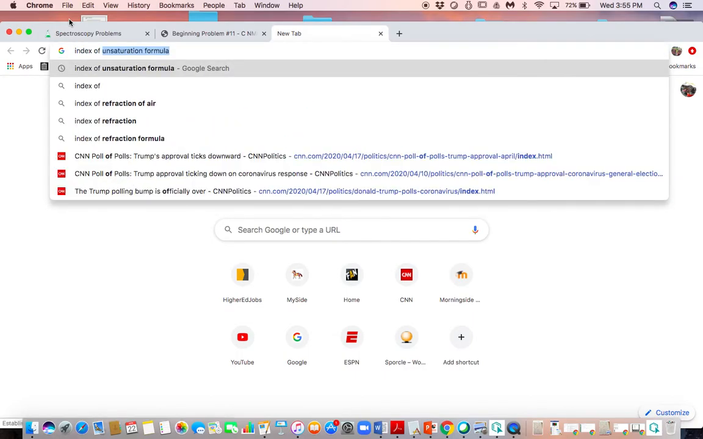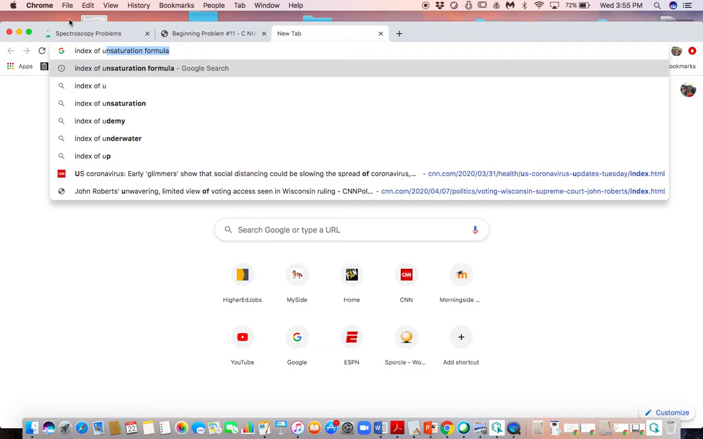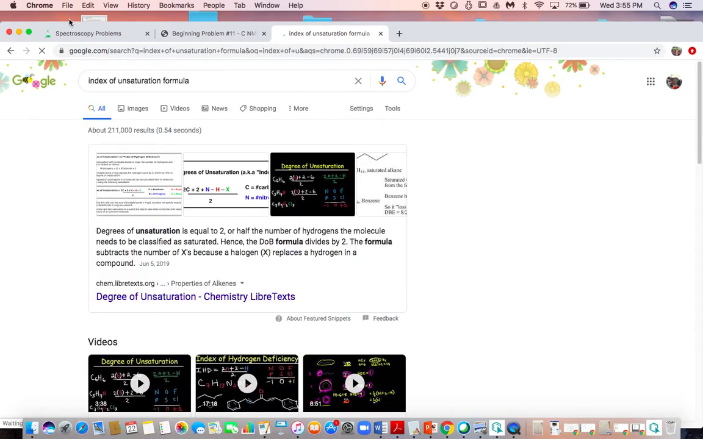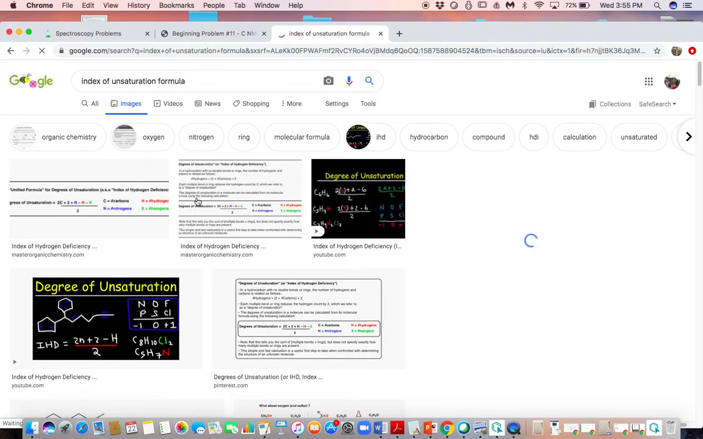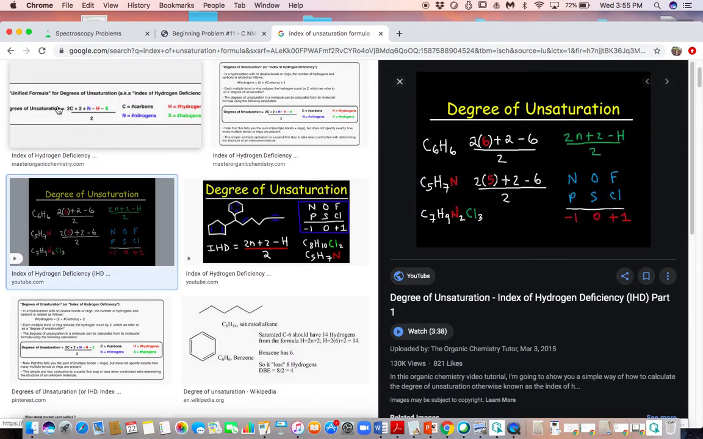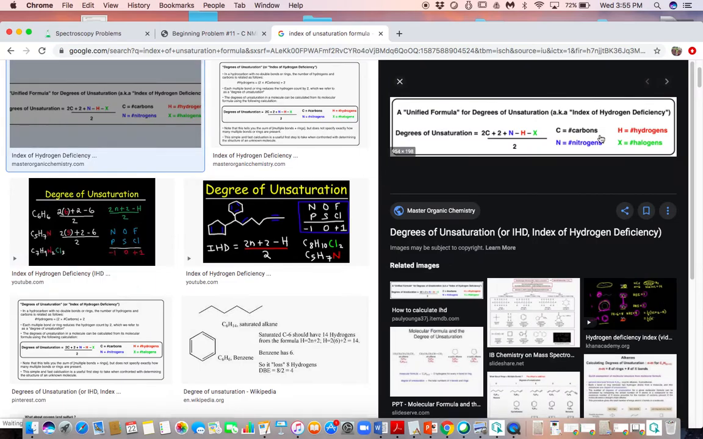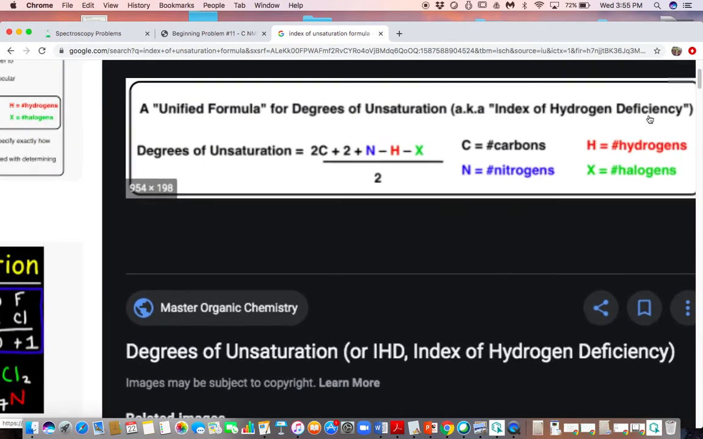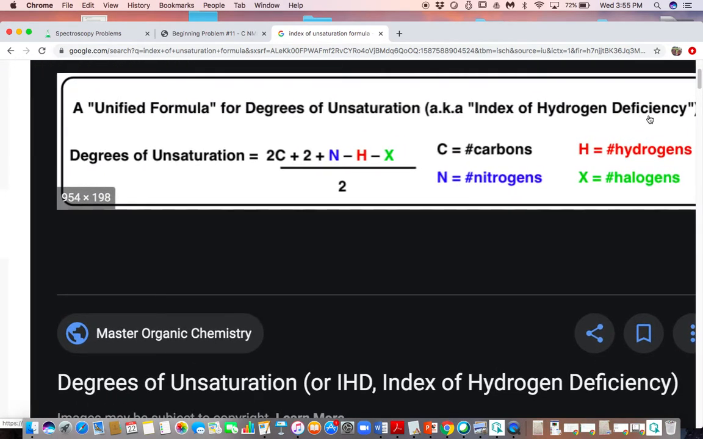All right, I am Googling something called the index of unsaturation formula. That's going to be a mathematical formula that I'm going to bring up. Oops, that's not the one I wanted. There we go. So let me highlight it here. Write this formula down. You'll find it's tremendously useful, and you can find out a lot about a chemical structure before you even look at a spectrum.